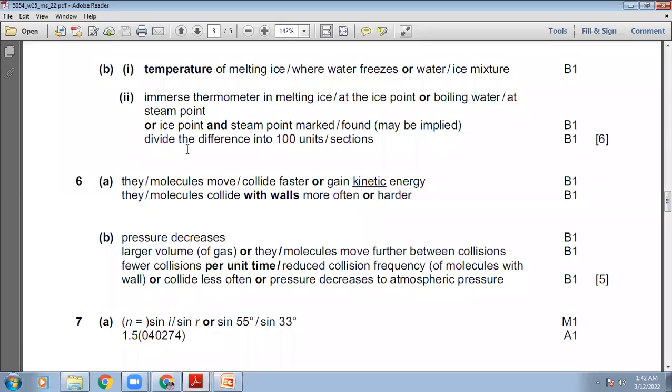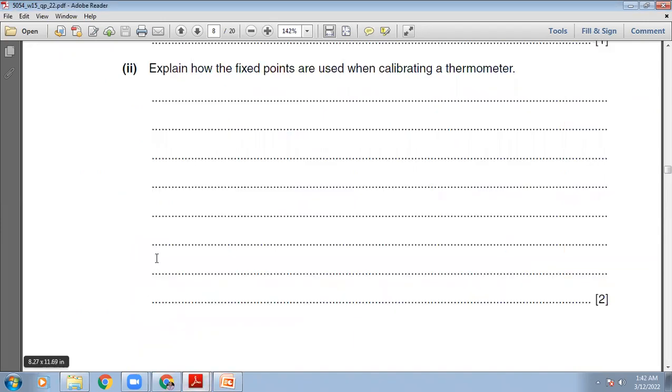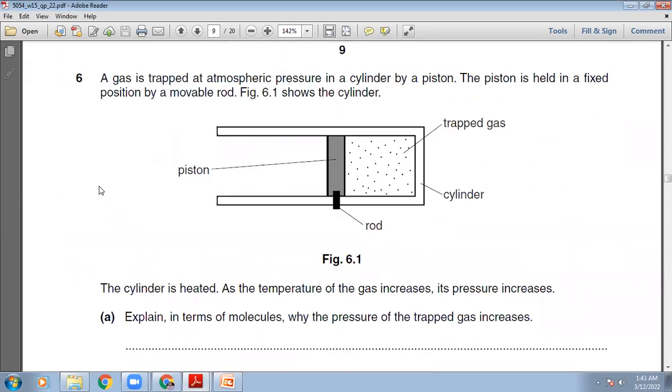Okay, so let's have a look at the marking scheme. It says, immerse the thermometer in the melting ice at the ice point or the boiling water at the steam point, or the ice point and steam point marks already found may be employed. Divide the difference into 100 units or sections. So this is how you do your question number 5. I hope you understand. Okay, so now question number 6 is coming up on your screen.